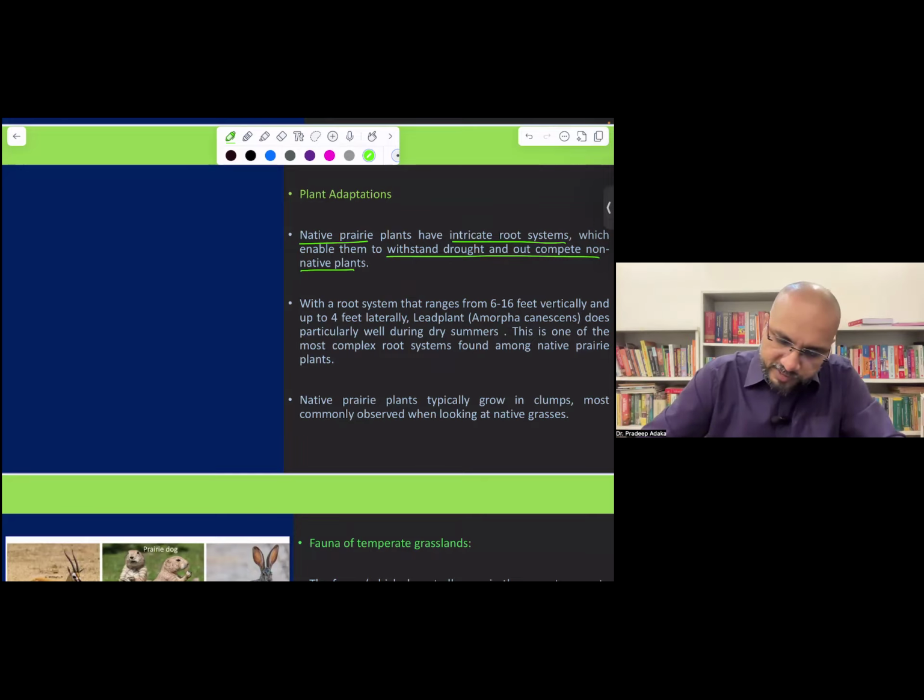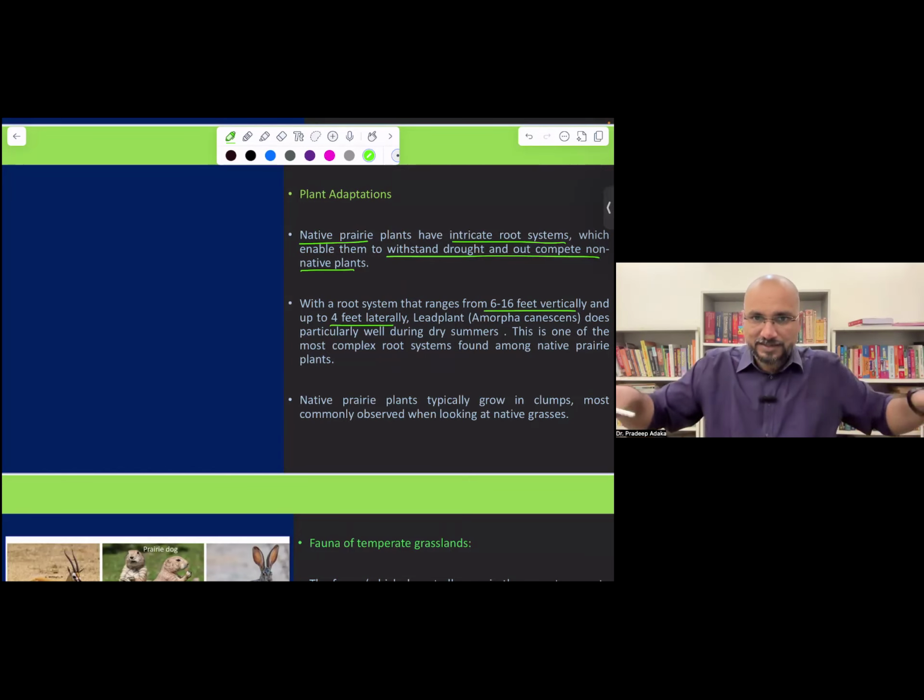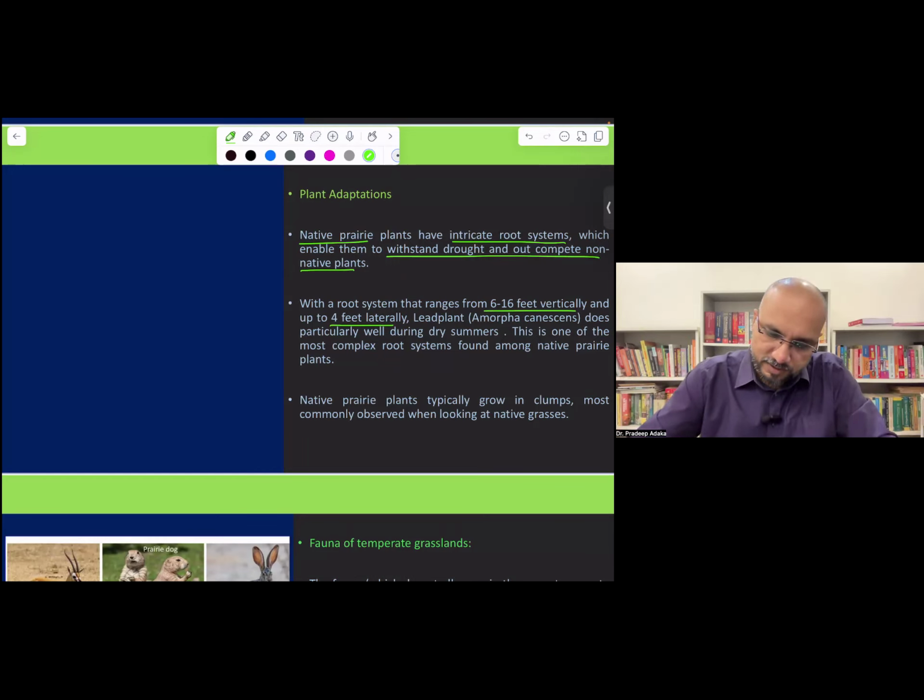If they are able to grow their root system very deep and also spread laterally, they can absorb a lot of moisture. So with a root system that can range from 6 to 16 feet vertically and 4 feet laterally, they can spread their roots. Okay, so lead plant, for example, Amorpha canescens, can survive during the summers.